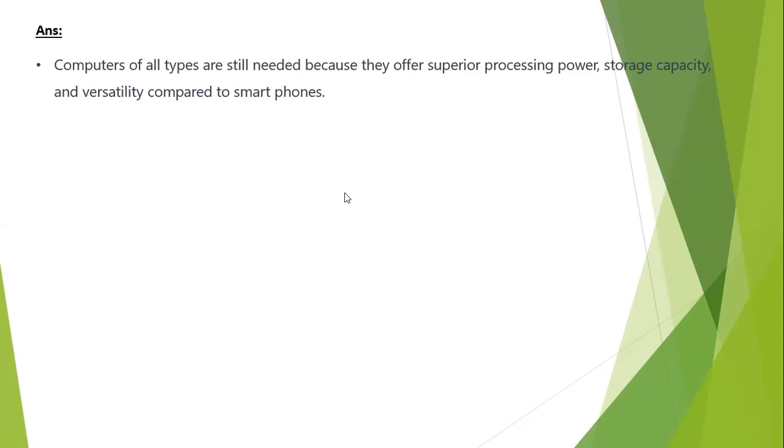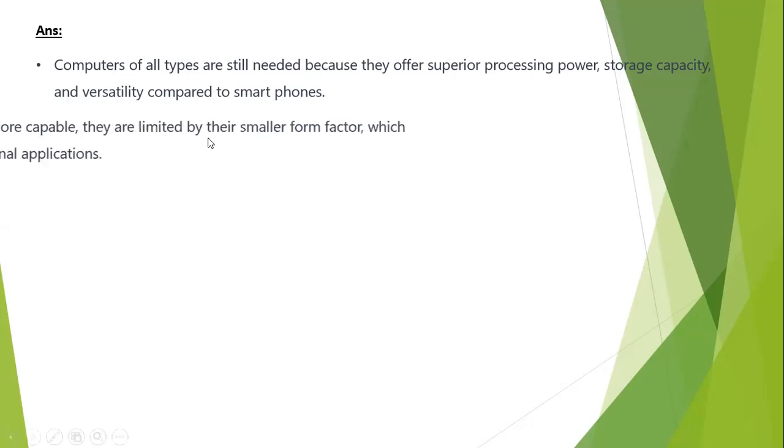So you should focus on giving this kind of answer for 7 marks, 6 marks, or 8 marks. You should focus on the question they have asked. If they are asking what features make computers superior to the smartphone, you should focus on the merits of computers, not the demerits of computers or smartphones. So, what it can do.